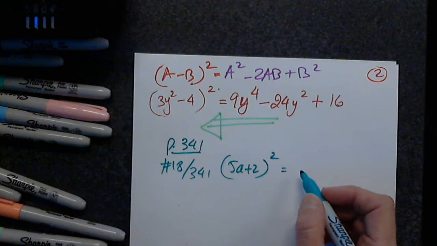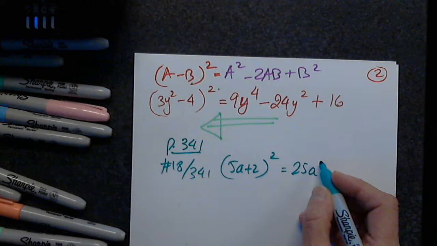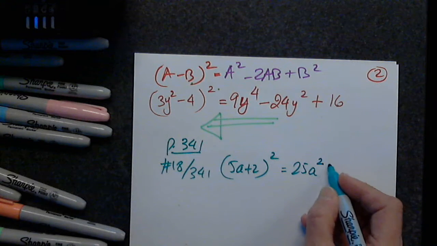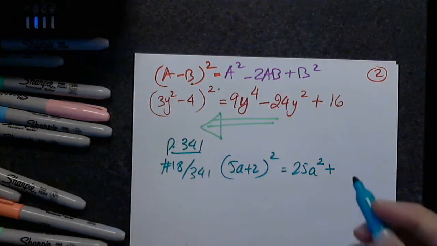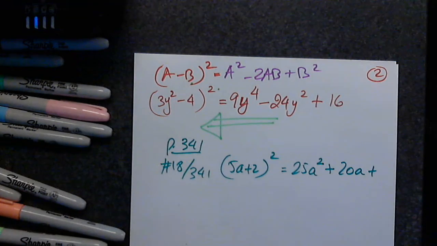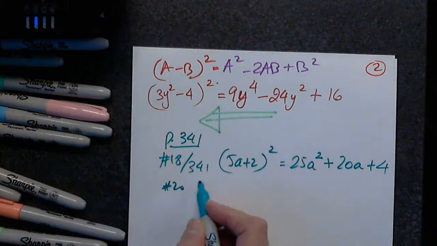First term squared. 25a to the power 4. Very good. Plus 2 times the first times the second. Very good. Awesome. Plus, that's it. Once you see it, but you have to make a little effort to see it, then it will stay with you. Okay, 6x minus 2, number 20.